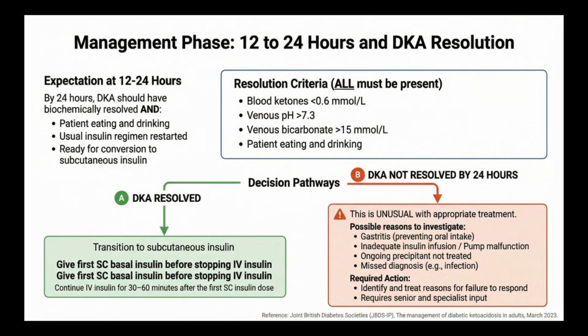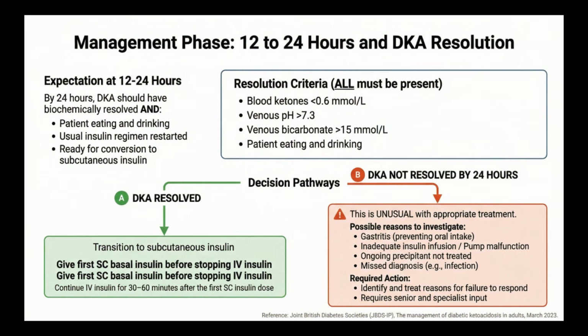We are now in the 12 to 24-hour phase, where the expectation is complete biochemical resolution of DKA. Expectation at 12 to 24 hours. By 24 hours, DKA should be resolved. At this point, the patient should be eating and drinking, back on their usual insulin regimen, and ready for conversion to subcutaneous insulin. For the exam, failure to achieve this is abnormal and must trigger urgent review.